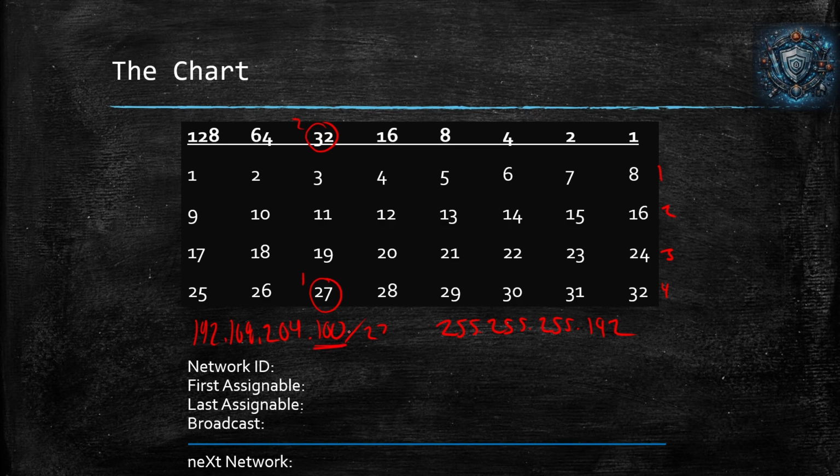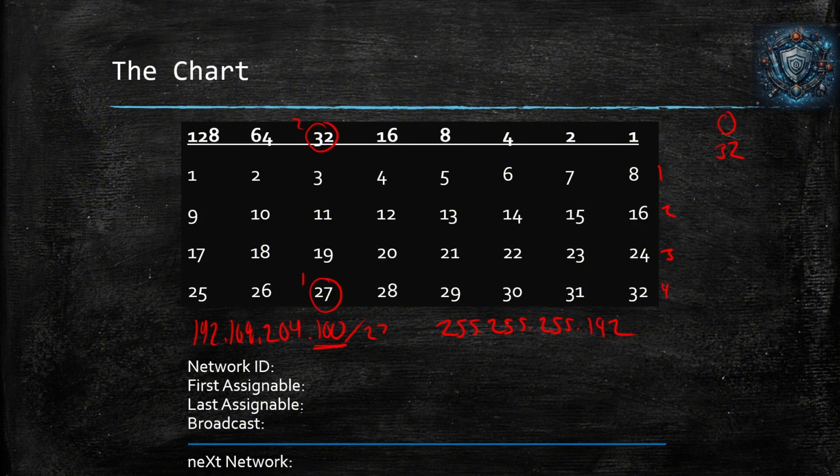I'm going to underline that. That's where we're going to be working. And now we want to start doing some incrementing. We're going to increment by 32s starting at 0. And the goal here is we're trying to find a range that encompasses the octet that we're working in. So we're trying to find out where 100 fits into the ranges here.